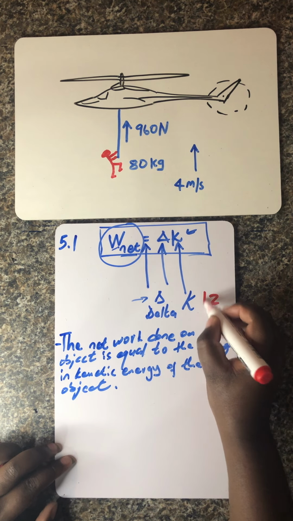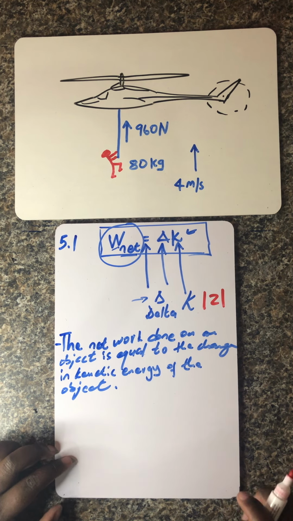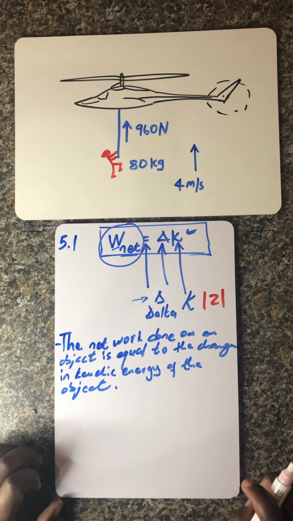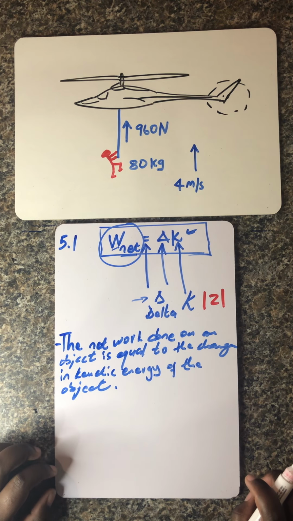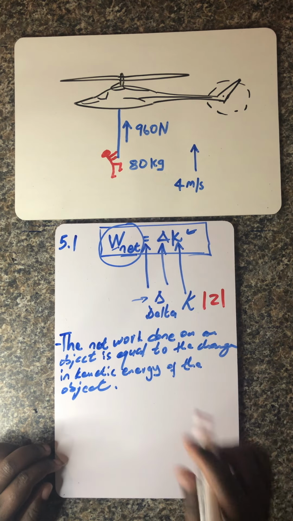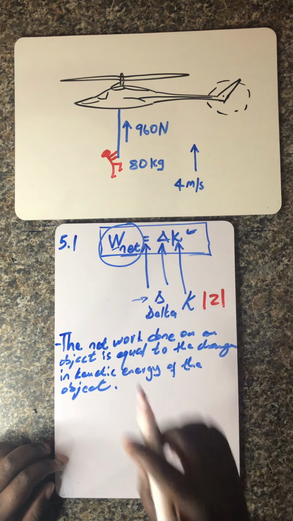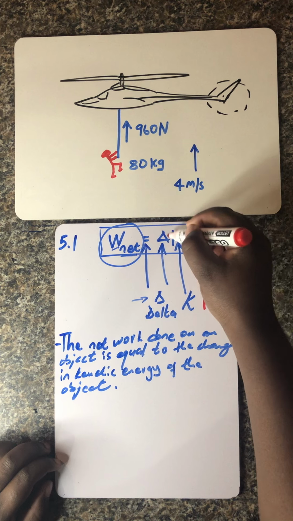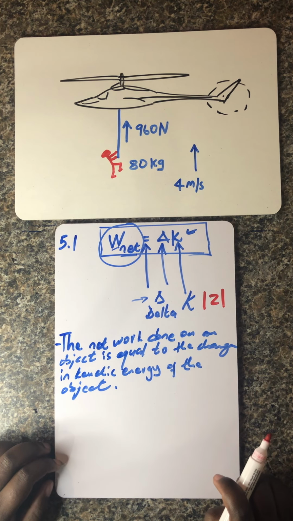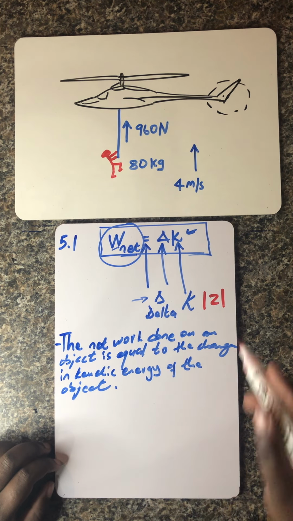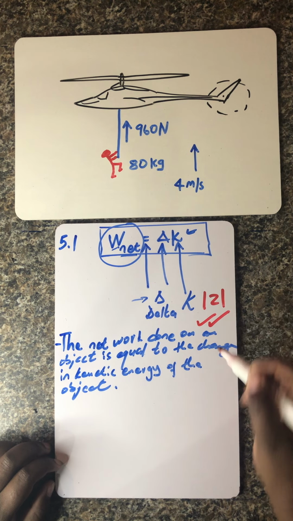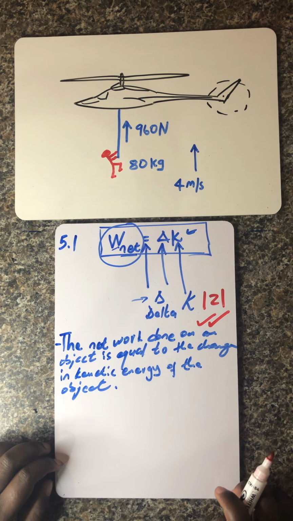Remember, this question is allocated 2 marks. Ladies and gentlemen, I'm hoping you're very much happy with what I've just taught you, that you can actually use the formula to state the theorem. This is the net work done on an object, okay, this is equals to the change in kinetic energy of the object. Very easy and straightforward. So by just stating that, it gives you 2 marks. Okay, very, very much important, ladies and gentlemen.